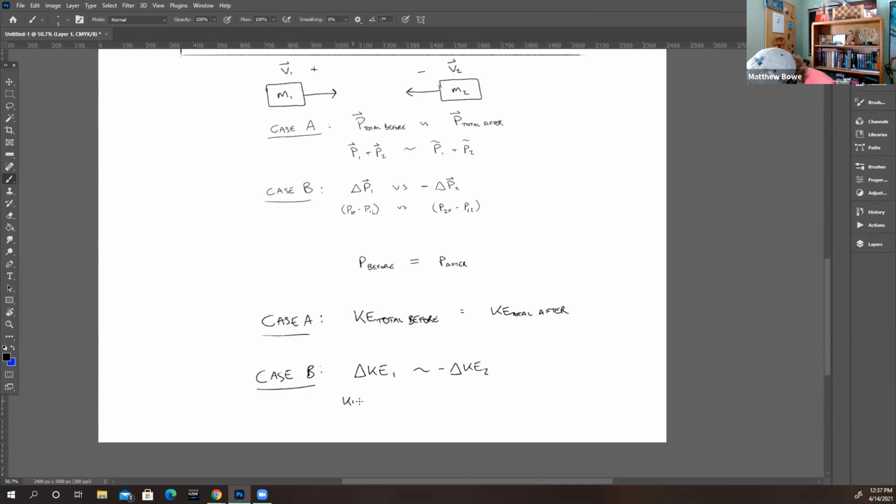So it's kinetic energy of the first car final minus kinetic energy of the first car initial, and so on.